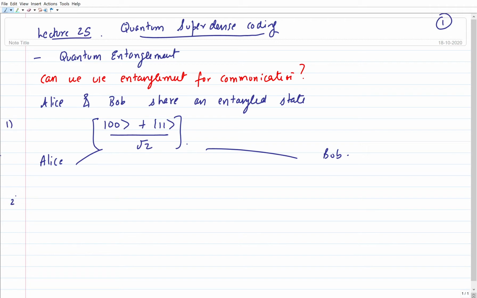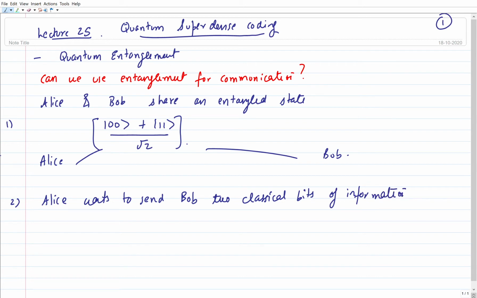Now Alice wants to send Bob two classical bits of information. Let's say A and B. So, how does Alice do this using this quantum state? How does Alice accomplish this?